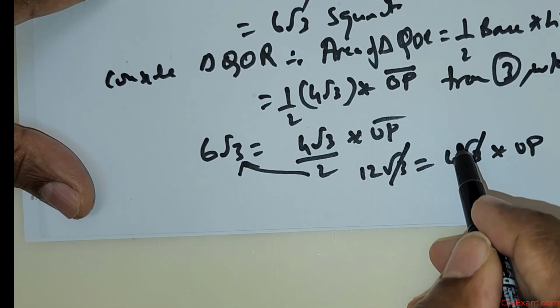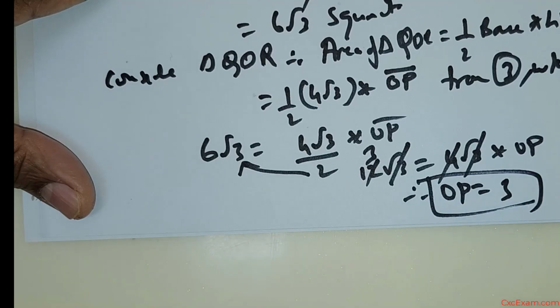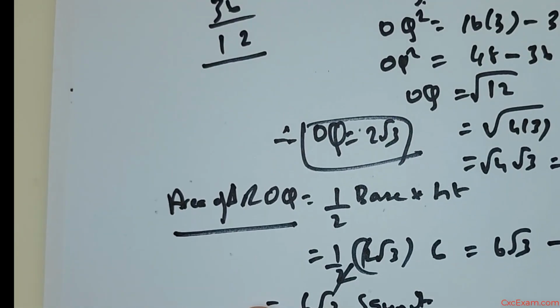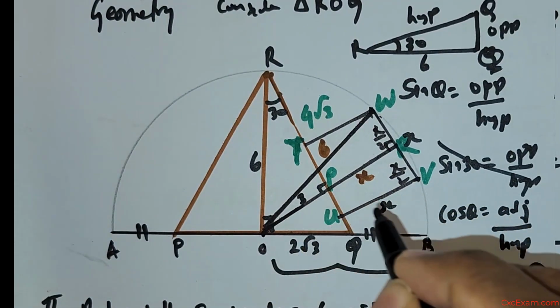Now the root of 3 gets cancelled. 4 divides 12 three times. So OP is equal to 3 units. So this entire length is 3 units, right?